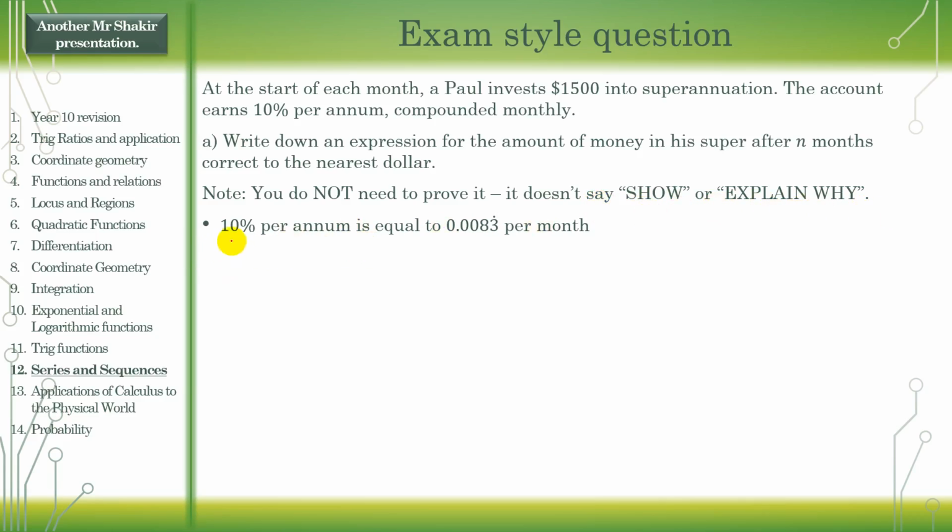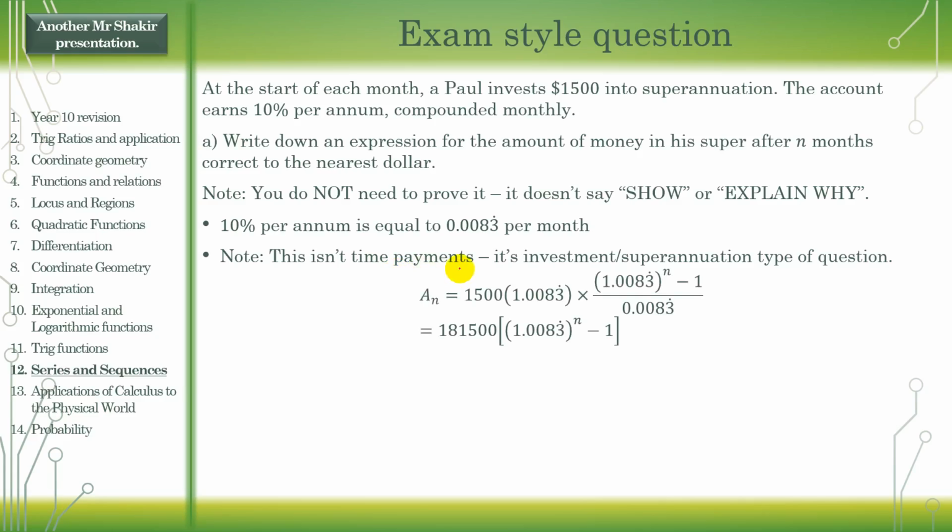Anyway, converting that into per month. This isn't a time payments and investment superannuation type of question. I think we haven't even done time payments yet, so you don't need to worry about this. Anyway, just putting it into the formula. This is a formula, right?